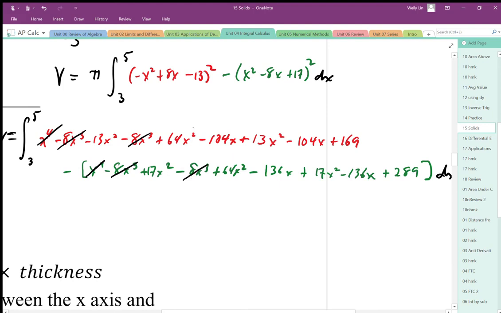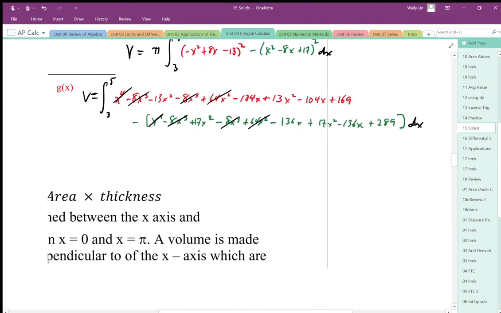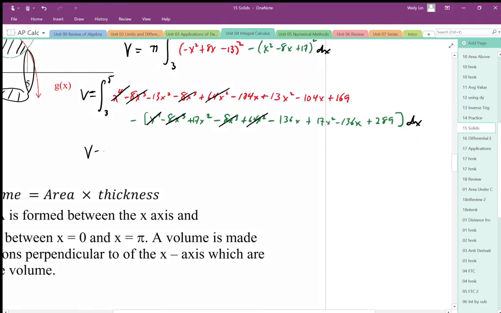I've got a plus 64x squared, plus 64x squared. Those will cancel. What else do I have? I think that's about it. So I'm going to just start collecting my like terms here. So the volume is going to be equal to the integral from x is 3 to 5. My highest power is cubed, so these cancel out. 13x squared cancel out.